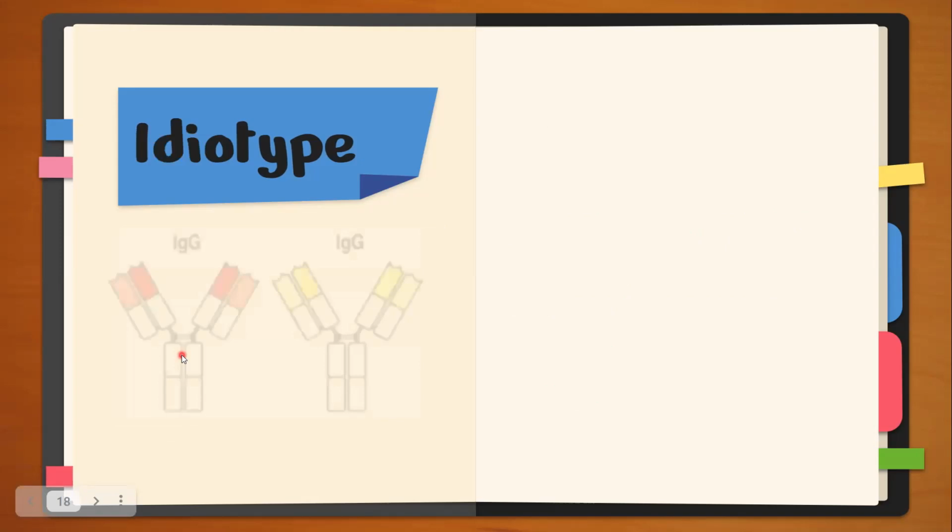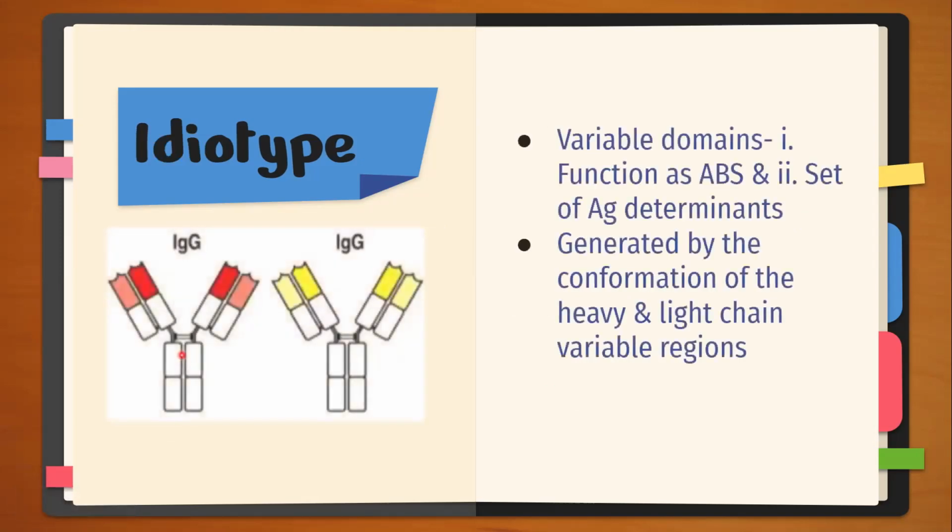Next is idiotype. In idiotype, as you can observe, the variable regions are involved. The variable domains of the antibodies function in two aspects. One, they act as antigen binding sites, and two, they also have these antigenic determinants. Now, how are these determinants created? With the different conformations of the heavy and light variable chains, these differences are formed. So two IgGs can be completely different in the same individual because of the variation in these variable regions. This is called idiotype.